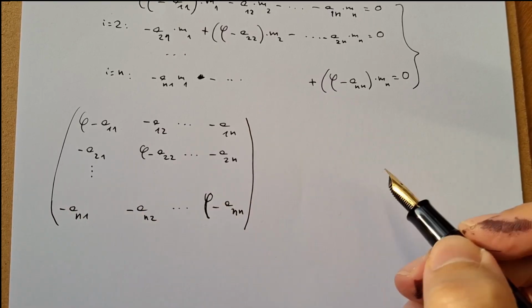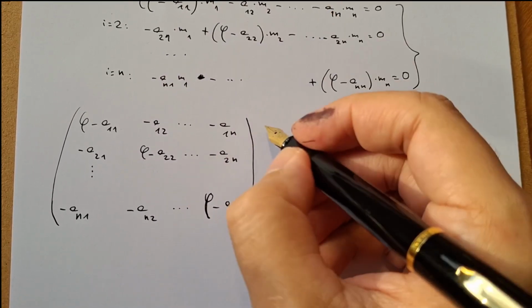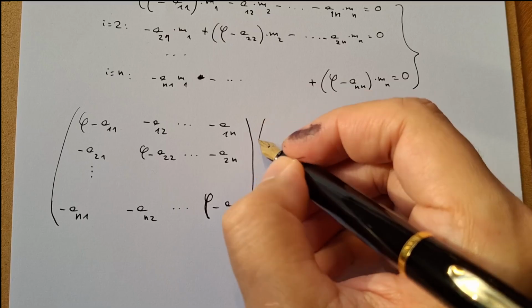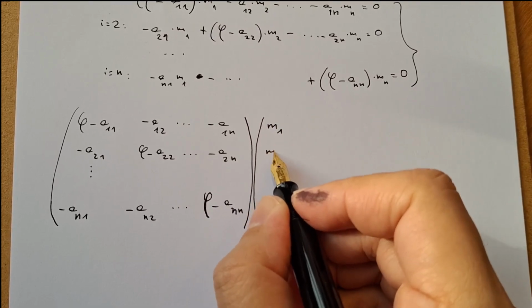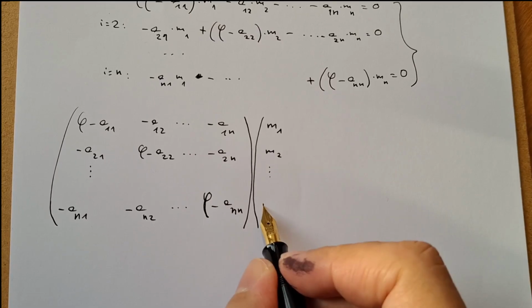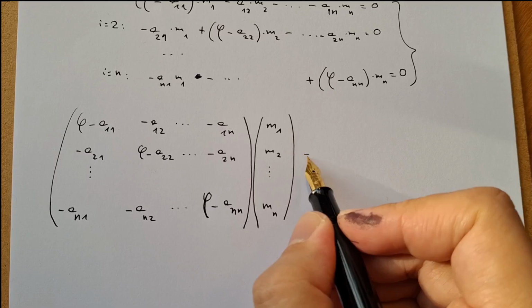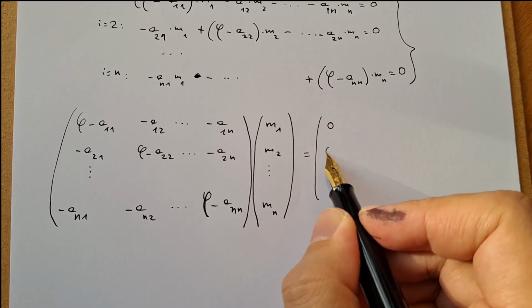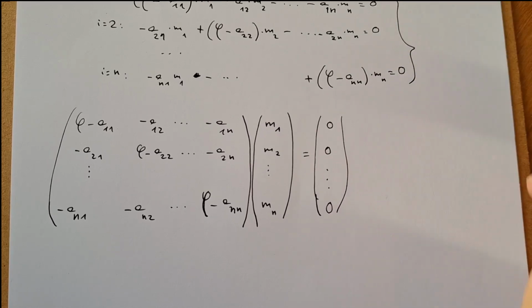So this is our matrix, which is being multiplied by all the m's, and these m's in the matrix representation, we can have them as a vector of m's, m1, m2, etc. till mn. Those are the generators. And this equals the vector 0, which is what we have here on the right.